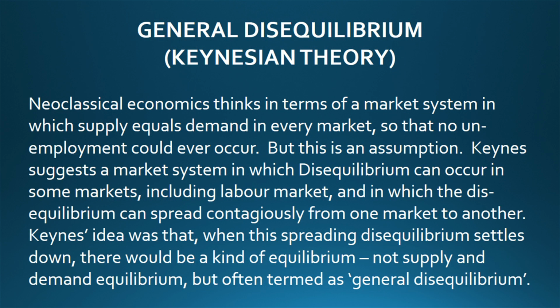General disequilibrium. Keynesian theory. Neoclassical economics thinks in terms of a market system in which supply equals demand in every market, so that no unemployment could ever occur. But this is an assumption. Keynes suggests a market system in which disequilibrium can occur in some markets, including the labor market, and in which the disequilibrium can spread contagiously from one market to another. Keynes' idea was that, when this spreading disequilibrium settles down, there would be a kind of equilibrium, not a supply and demand equilibrium, but often termed general disequilibrium.